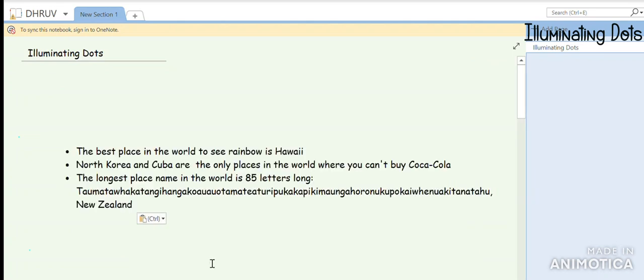The best place in the world to see rainbows is Hawaii. North Korea and Cuba are the only places in the world where you can't buy Coca-Cola. The longest place name in the world is 85 letters long, which is this, I can't pronounce it completely, and it is in New Zealand. Okay, so this was it.